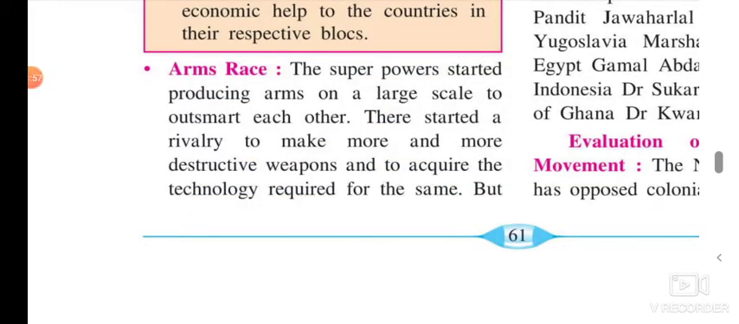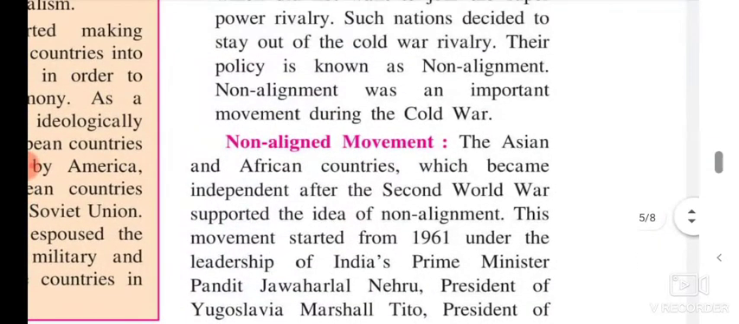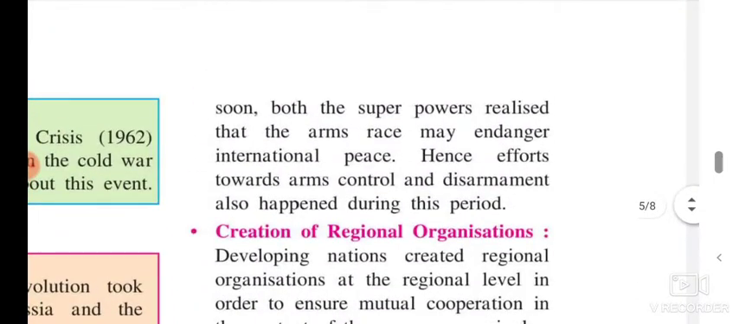Arms race. The superpowers started producing arms on a large scale to outsmart each other. There started a rivalry to make more and more destructive weapons, to acquire the technology required for the same. But soon both the superpowers realized that the arms race may endanger international peace. Hence, efforts towards arms control and disarmament also happened during this period.